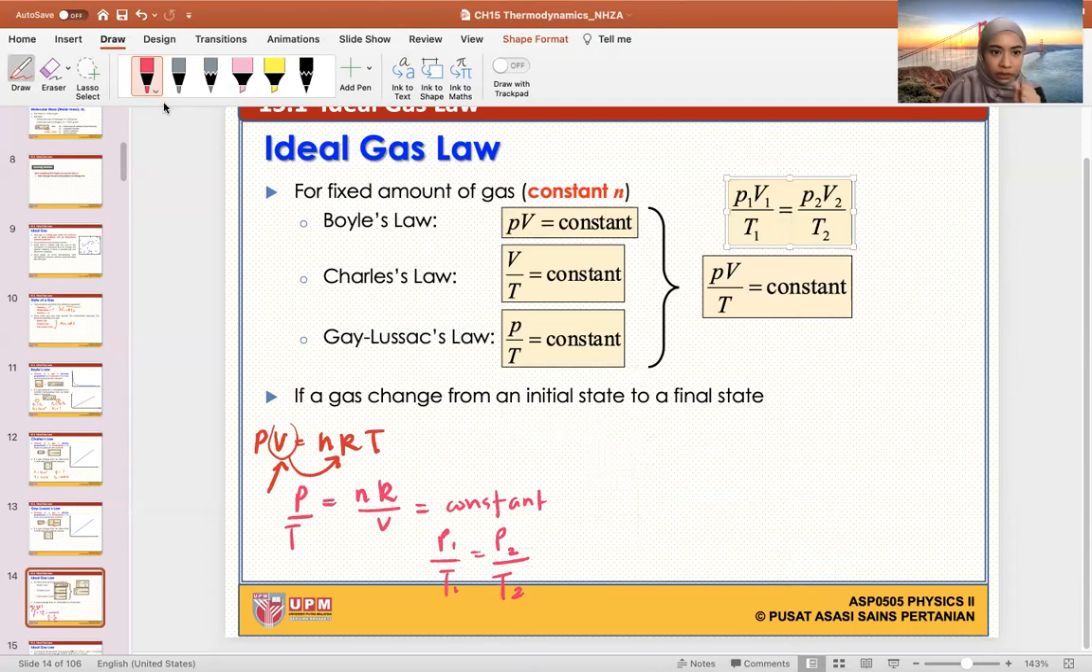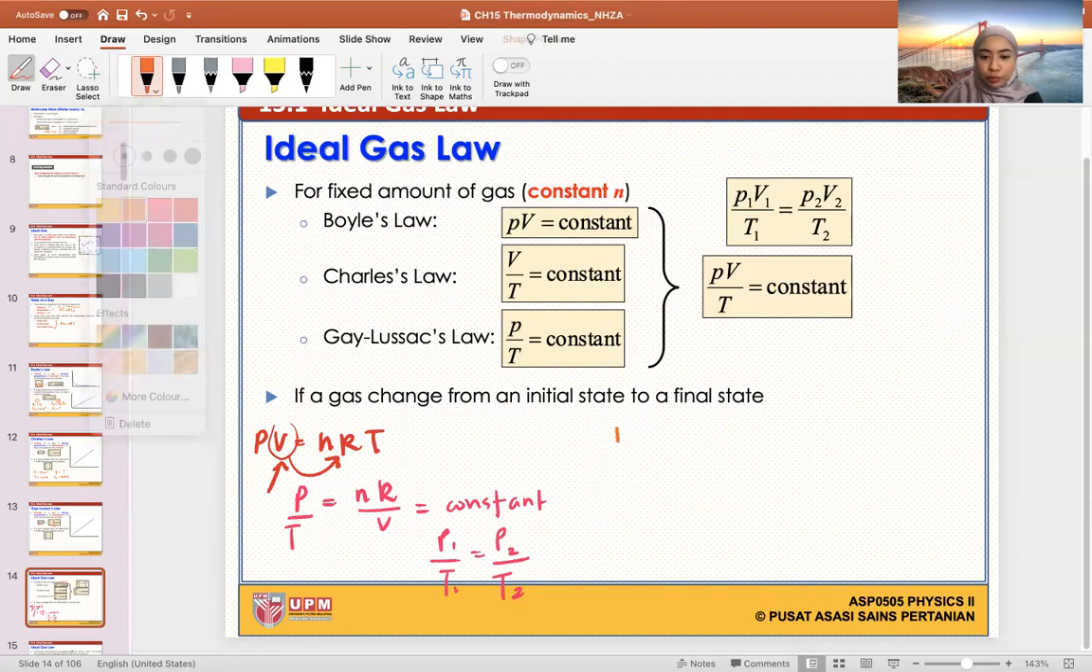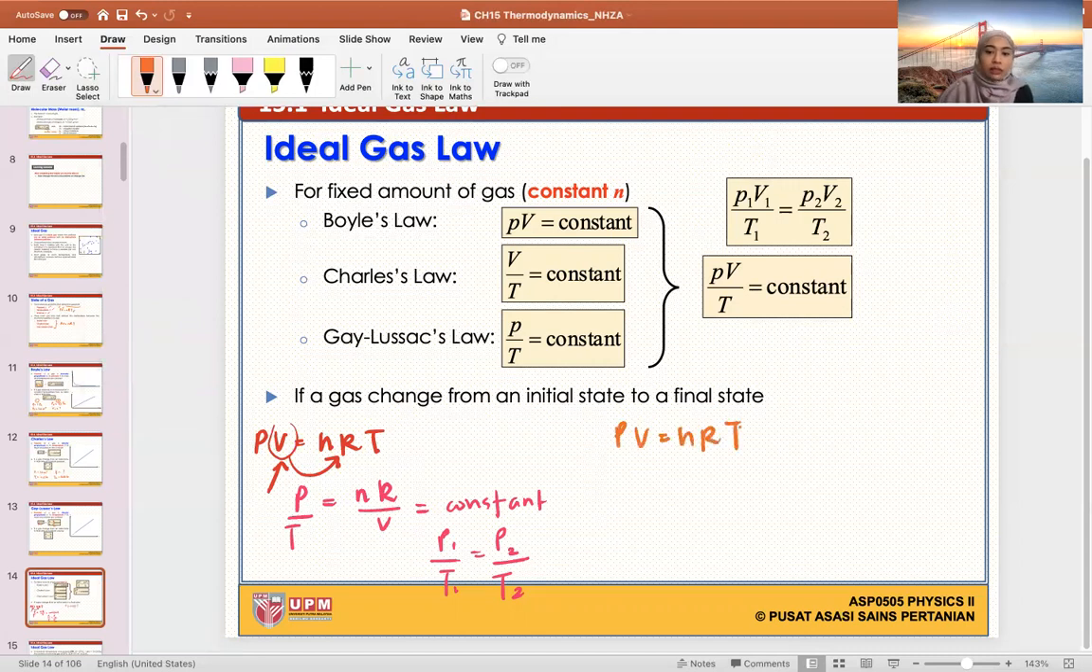Okay, moving on. The next situation, what if your temperature is constant? What should you do? So PV equals nRT, always start with your ideal gas law equation. T is a constant, which means that nR times T is all a constant. So what equation should you use? You should use P1 V1 equals P2 V2, okay? This is when your T is a constant.